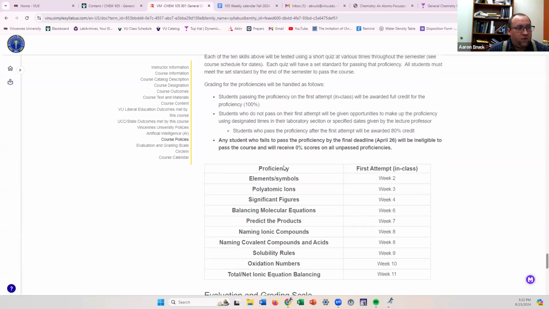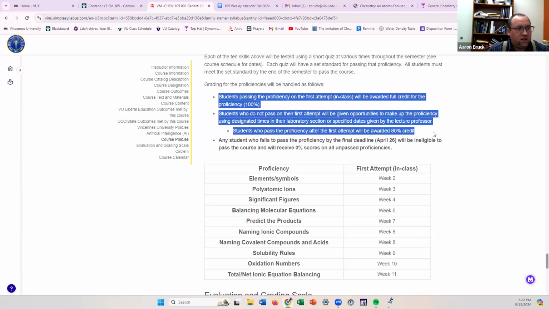And how the grading for these goes is you have basically a two-tiered system. Students that pass a particular proficiency on the first attempt get full credit for the assignment, 100%. Now, each proficiency has within it its own standard for what counts as passing or not passing. In some cases, like for the elements, 7 out of 10 is considered a passing mark. And if you get 7 out of 10 on the first try, you get 100% on the proficiency.